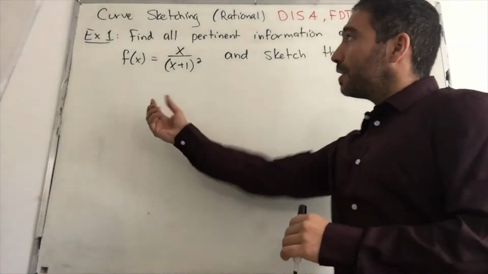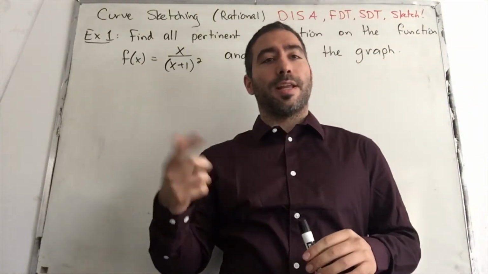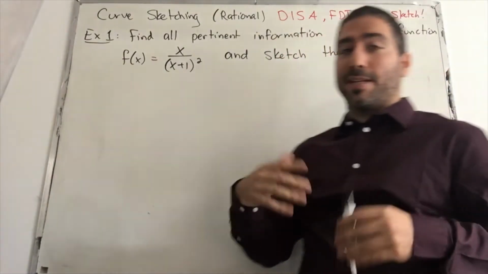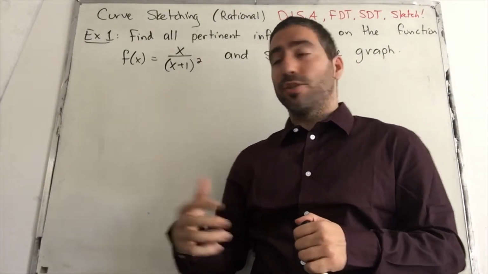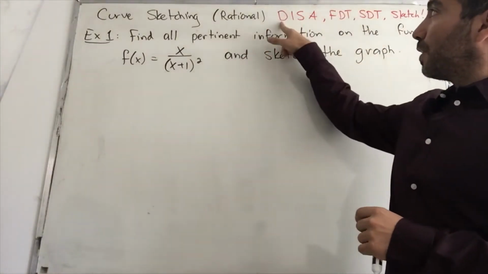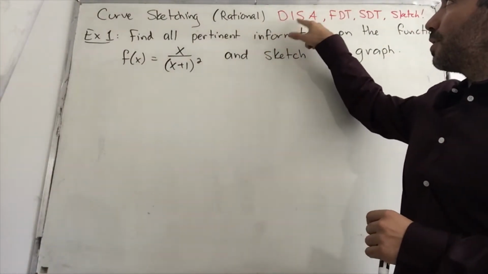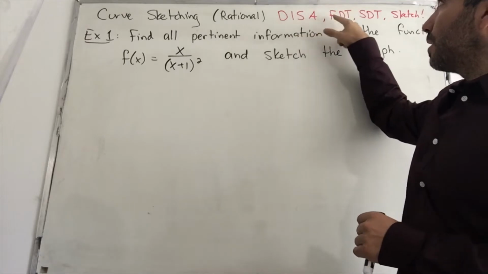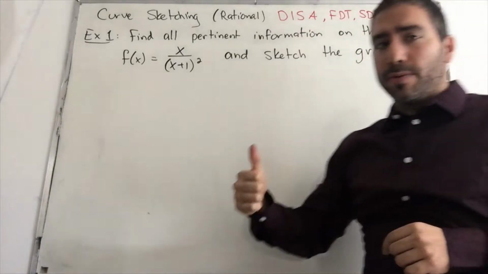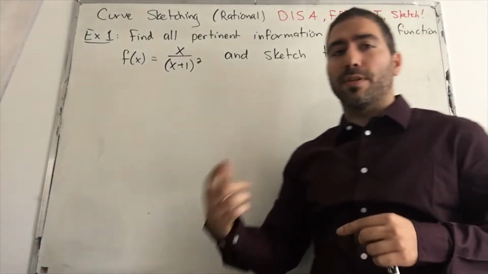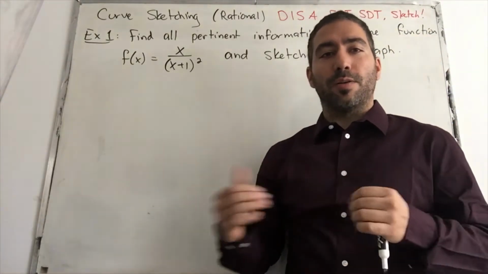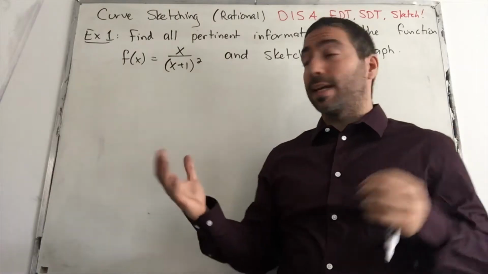These problems take long, so we're going to start right off the bat. If you haven't seen that video, go back and look at it, and then what's written in red over here is going to make sense. We have DISA, FDT, SDT, and then sketch. Just recall: D is domain, I is intercept, S is symmetry, A is asymptotes, FDT is the first derivative test, SDT is the second derivative test. We're going to combine both of those together to create one table, put all our information in it, and then with all that information, we're going to sketch this function.